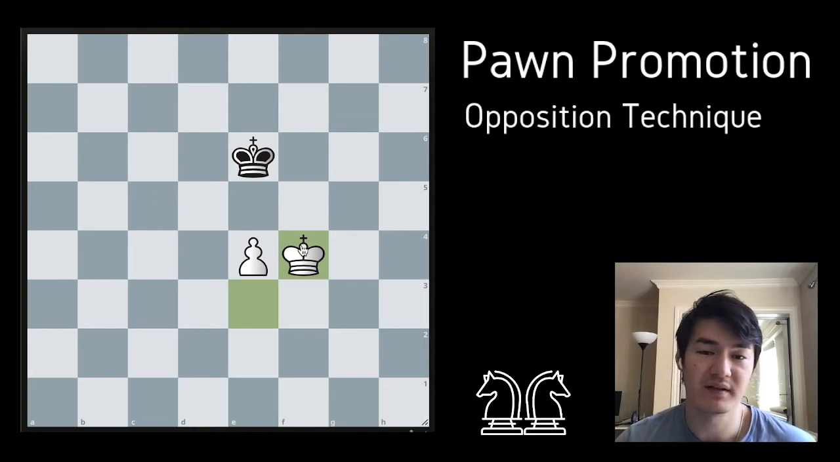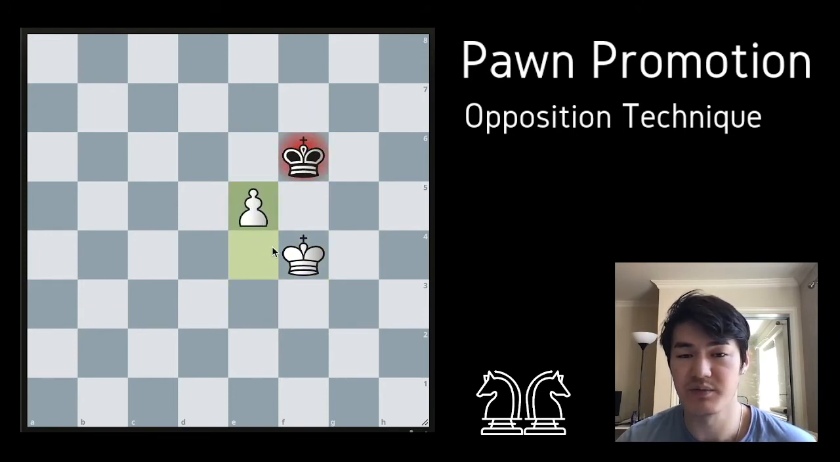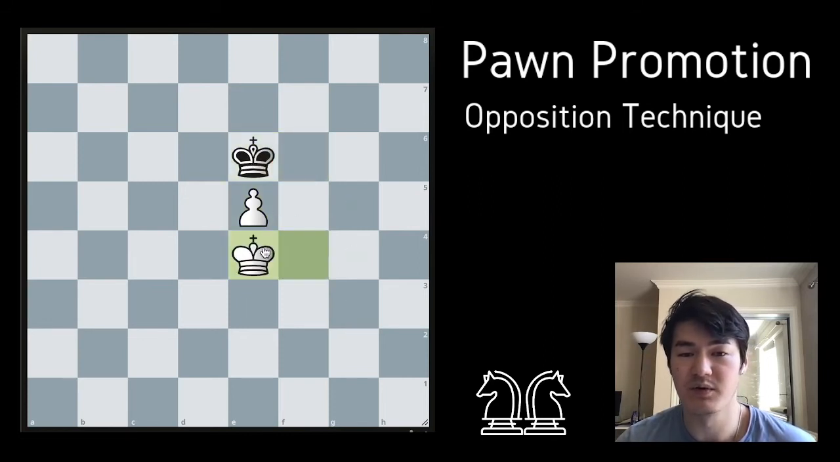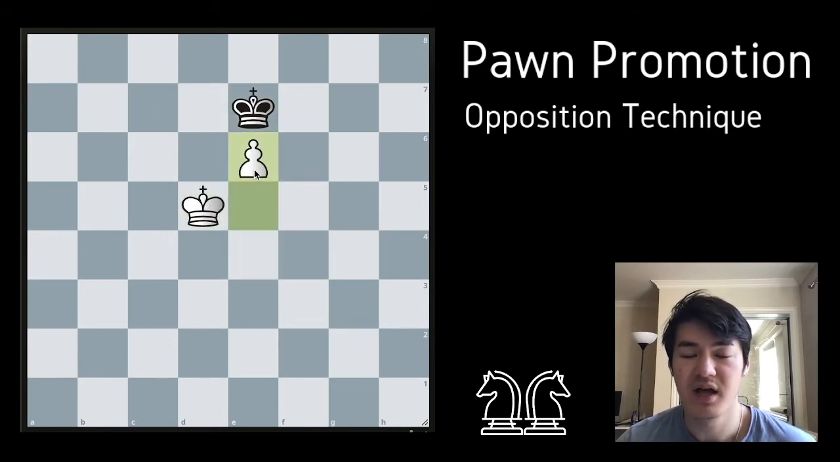But at earlier ages, at beginner level, maybe black might mess it up. Now black should take the opposition, and now we can push our pawn. The black king will go in front of the pawn. We move our king in front of the pawn. And maybe the king will go back. You go over here. We push the pawn. So until this situation right now, it didn't really matter who took the opposition.